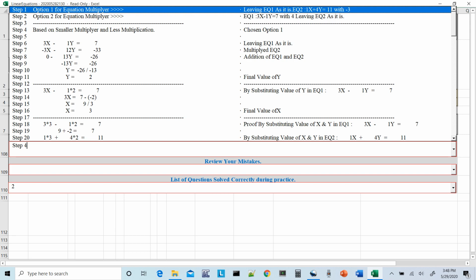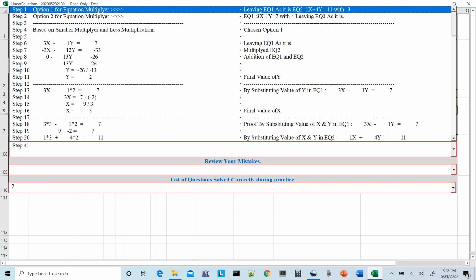Now it has added equation 1 and equation 2. Since plus 3x and minus 3x get knocked off, it's 0. Then minus 1y minus 12y is minus 13y, and minus 33 plus 7 is minus 26. Pretty easy, right? y is equal to minus 26 upon minus 13, y is equal to 2. And once you obtain y, choose one of the equations. In this case, it has chosen equation 1, 3x minus 1y is equal to 7. Substitute the value of y, which in this case is 2.